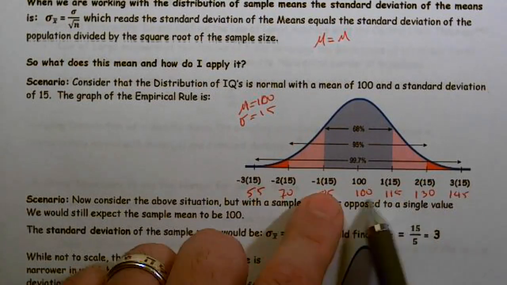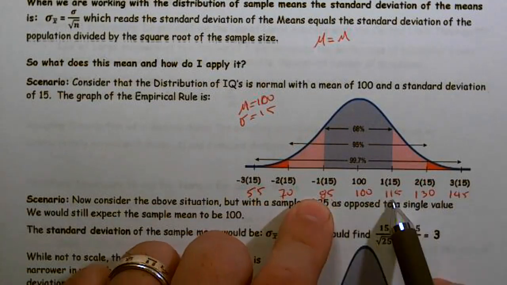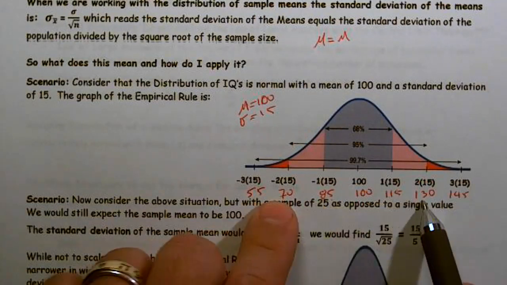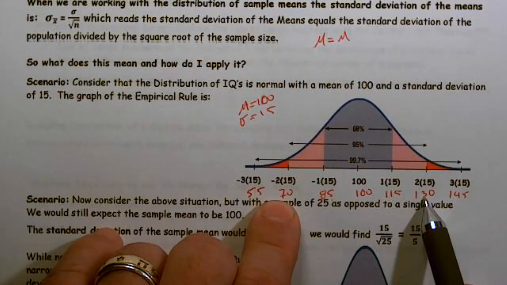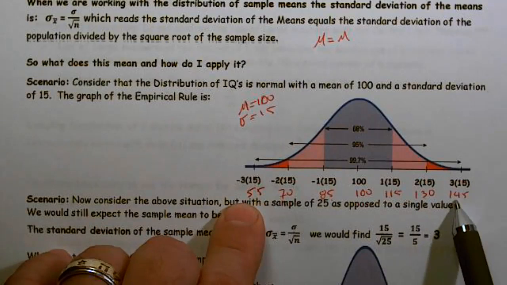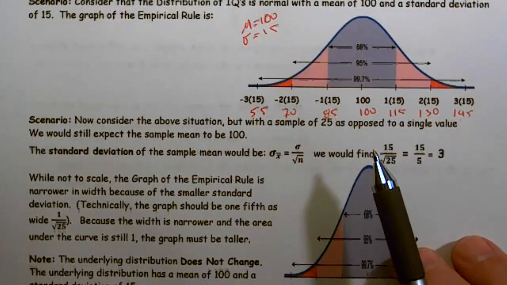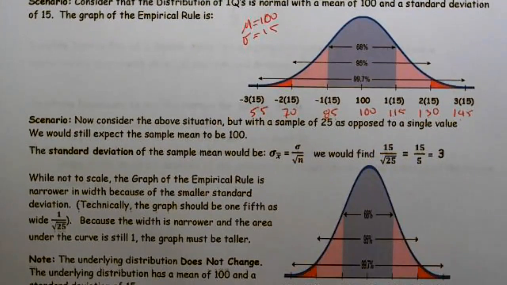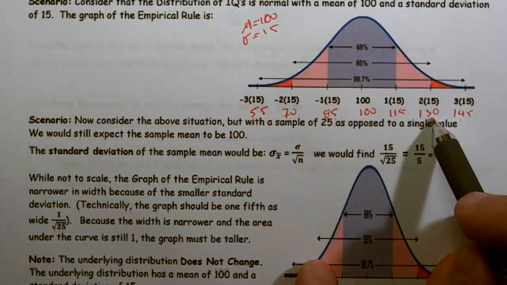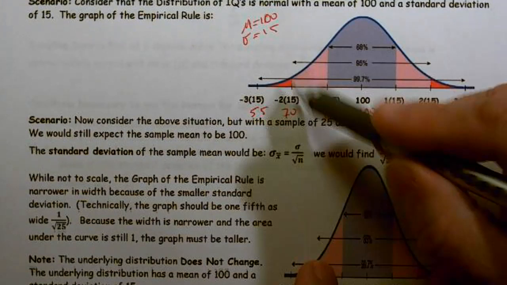And all we did was say, okay, for singular values, 68% of the IQs are between 85 and 115. 95% of the IQs are between 70 and 130, and 99.7% of the IQs are between 55 and 145. So that's if we were looking at an individual. Say my IQ is between 130 and 145. Well, if it's up here at 130, then I'm in the 95% group.